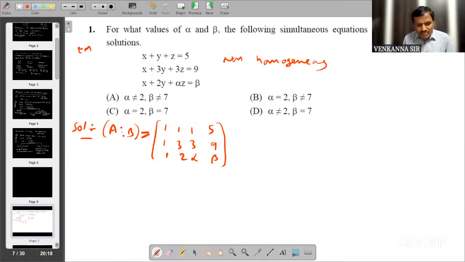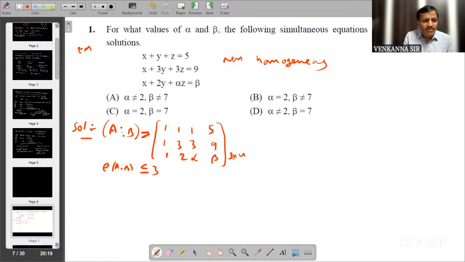How to find the rank of this matrix? What is the order of this matrix? The order of the matrix is 3 by 4. The rank of the augmented matrix is less than or equal to 3, all of you know. The maximum rank expected is 3; rank 4 is not possible here. So to find the rank, we have to convert it into the echelon form.